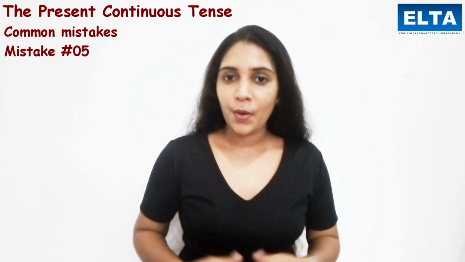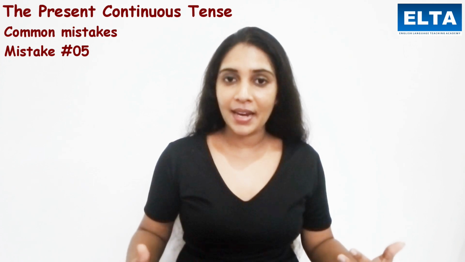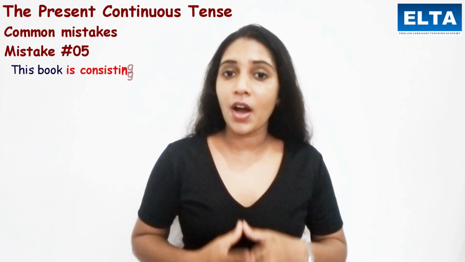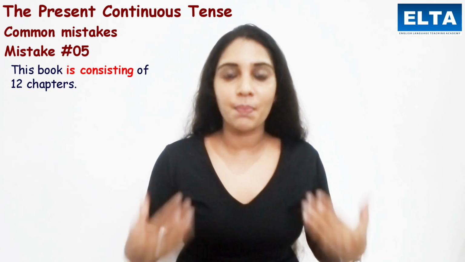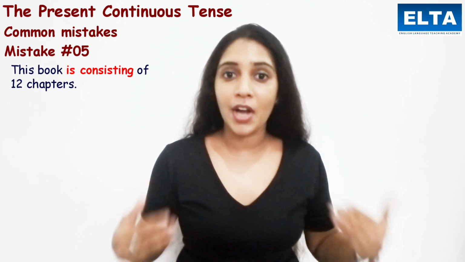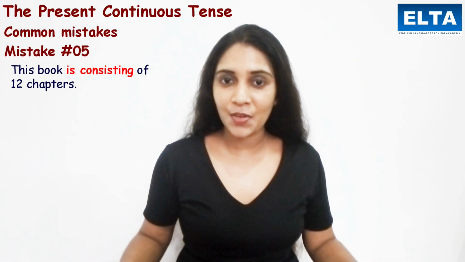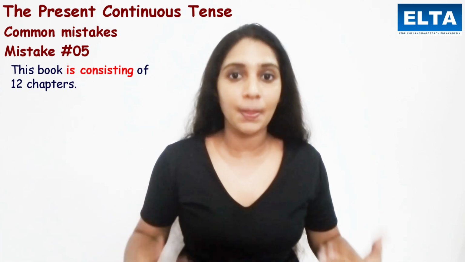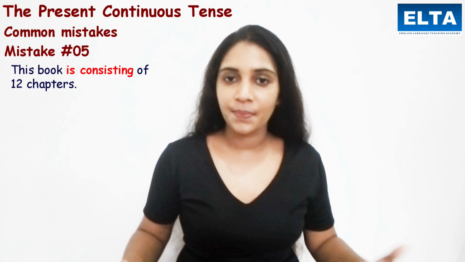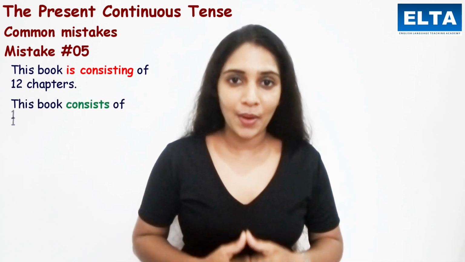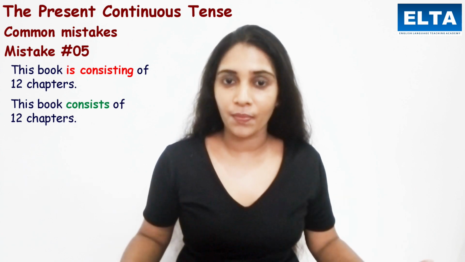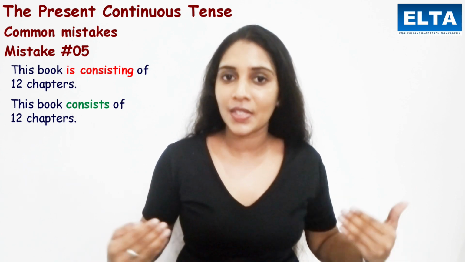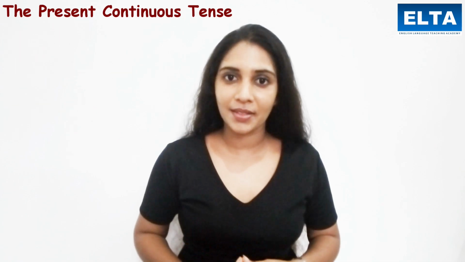Mistake number 5. You may have noticed many people making this mistake. They say, this book is consisting of 12 chapters. The verb consist means it's made of. So it is not an action verb. It is a non-action verb. So you have to say it in the simple present tense. It is like, this book consists of 12 chapters. It is not that this book is consisting of. It has to be, this book consists of 12 chapters.